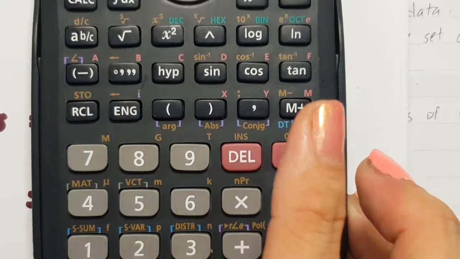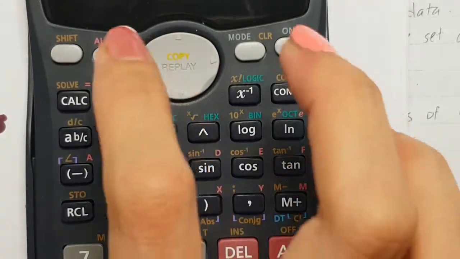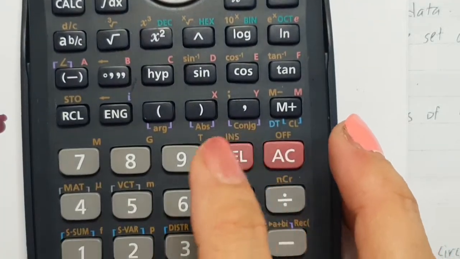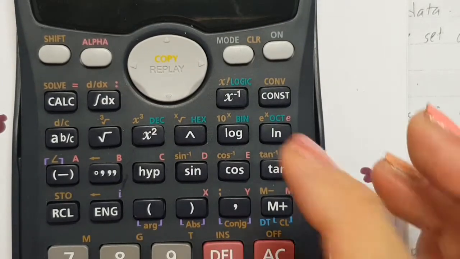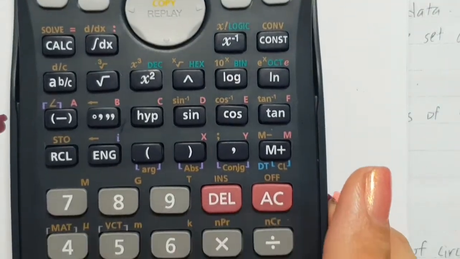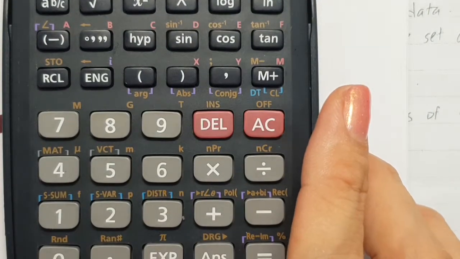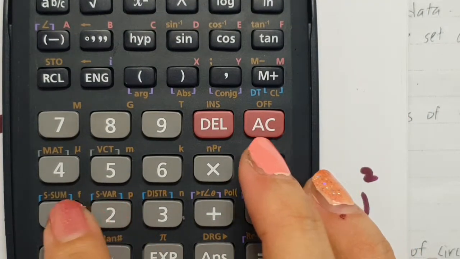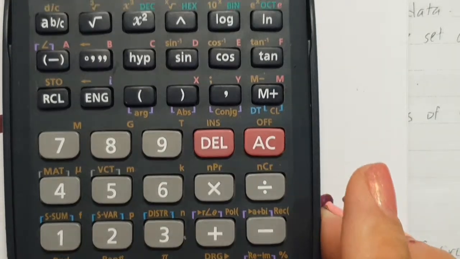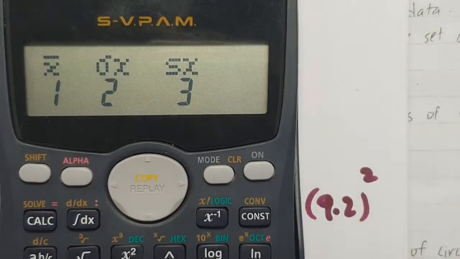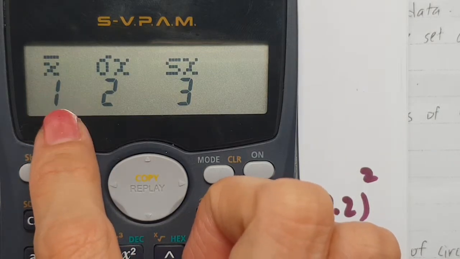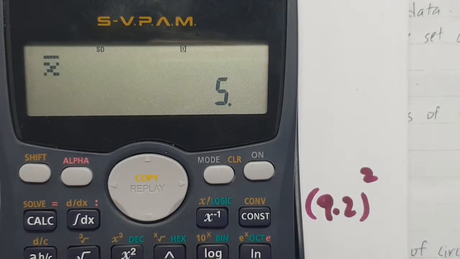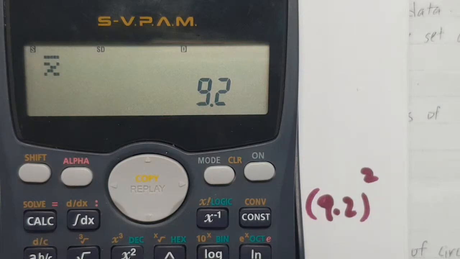So let's press shift, because the function is in the orange wording. So we want to call the orange word out. So we shift and then we press the variance. You can press variance, sum also can. Let's press the variance, see what do we have. Under the variance, you will see the x bar, which is the mean. You can get the mean right away. Let's check our mean. Number 1, enter. See, 9.2.